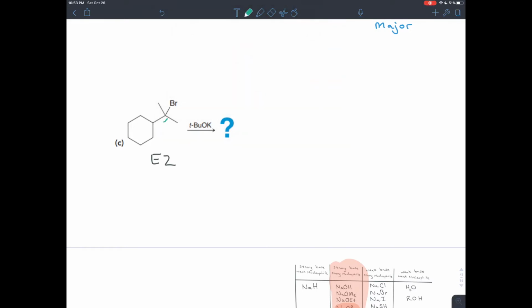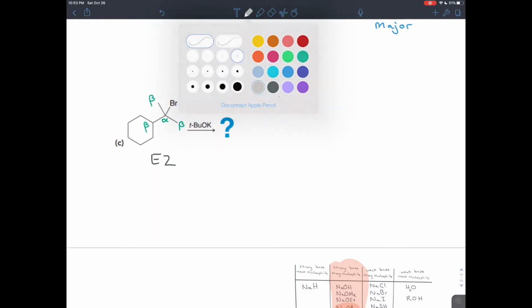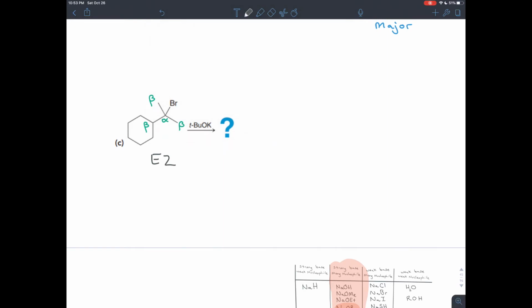Remember that the carbon that has the leaving group attached is the alpha carbon. Every carbon next to that is a beta carbon. And you could form a pi bond to any of the beta carbons so long as they have a hydrogen on them. Each of these beta carbons does have a hydrogen on it, so you could form a pi bond in the elimination to any of these. The pi bond always has to be attached to that alpha carbon.